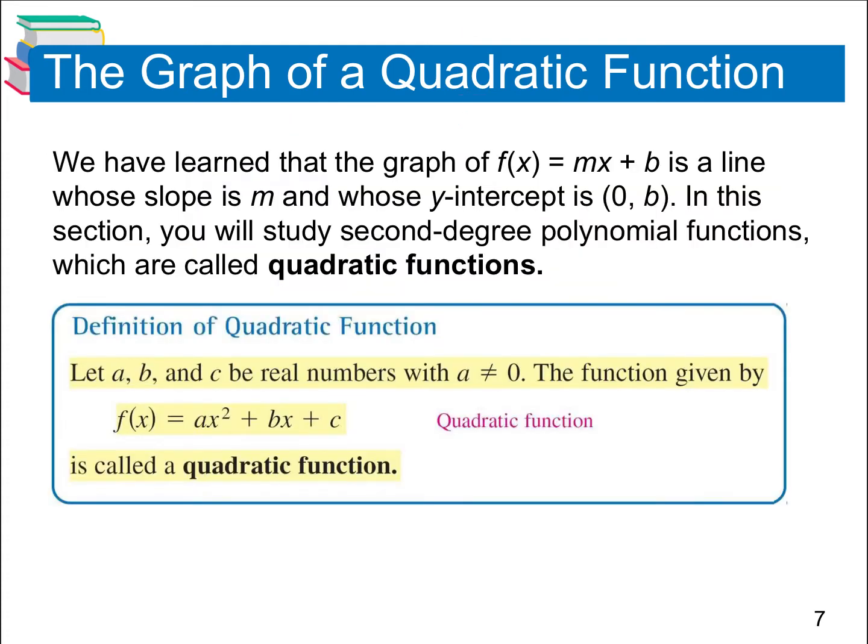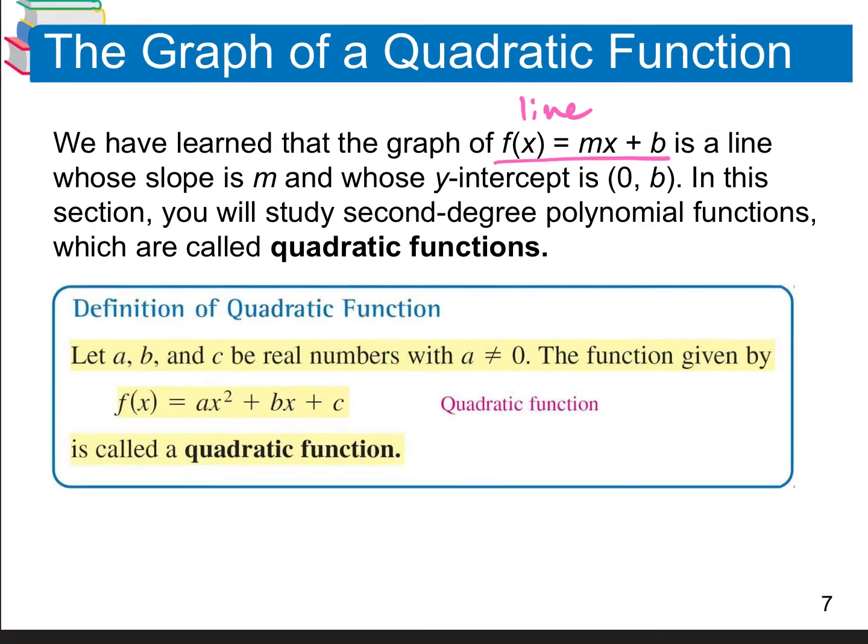In section 1, we talked about the graph of a line, which is y equals mx plus b. So this is what a line function is, whose slope is m and whose y-intercept is b.